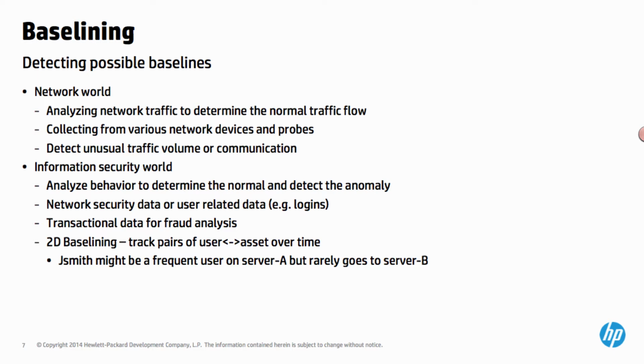This is driven by user or security-related data. We could be looking at transactional data, volume, size, frequency, type, and so on. And typically things like two-dimensional baselining, so tracking pairs of information, tracking users to assets over time. So username J. Smith might be a frequent user of server A, but rarely goes to server B. That kind of two-dimensional baselining becomes much more relevant in an information security environment rather than just analyzing network traffic flow from a networking environment.